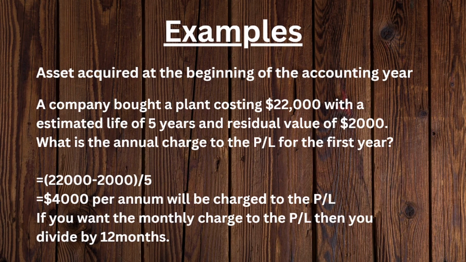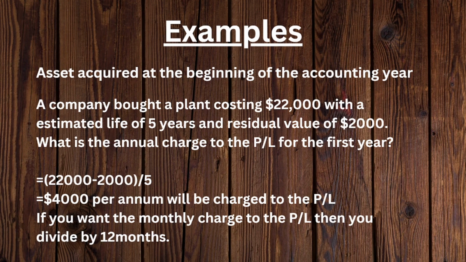So let's break it down. The formula says cost minus residual value divided by the useful life of the asset. So we see the plant cost 22,000. We can see the residual value of 2,000 and the estimated life of the asset being 5 years. So when we insert it into the formula, we will get $4,000 per annum, which will be charged to the P&L.